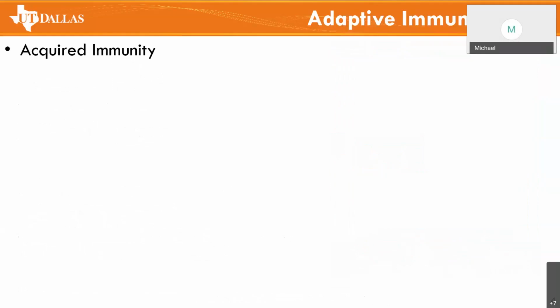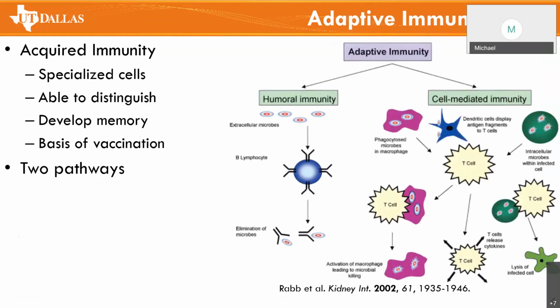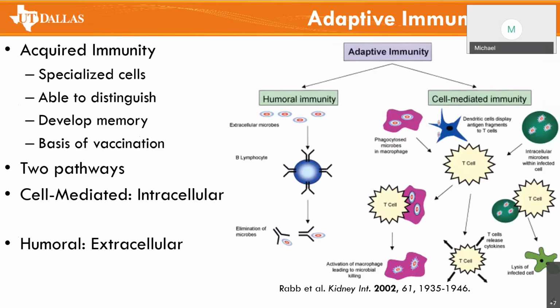to these specialized cells. What makes the adaptive immune system different from your innate immune system is that these cells are able to distinguish different pathogens and remember them. So they're able to develop a memory against these pathogens. A lot of times the basis of vaccination is to target these cells. And so you have two different pathways that can be activated: the humoral immunity and the cell-mediated immunity.